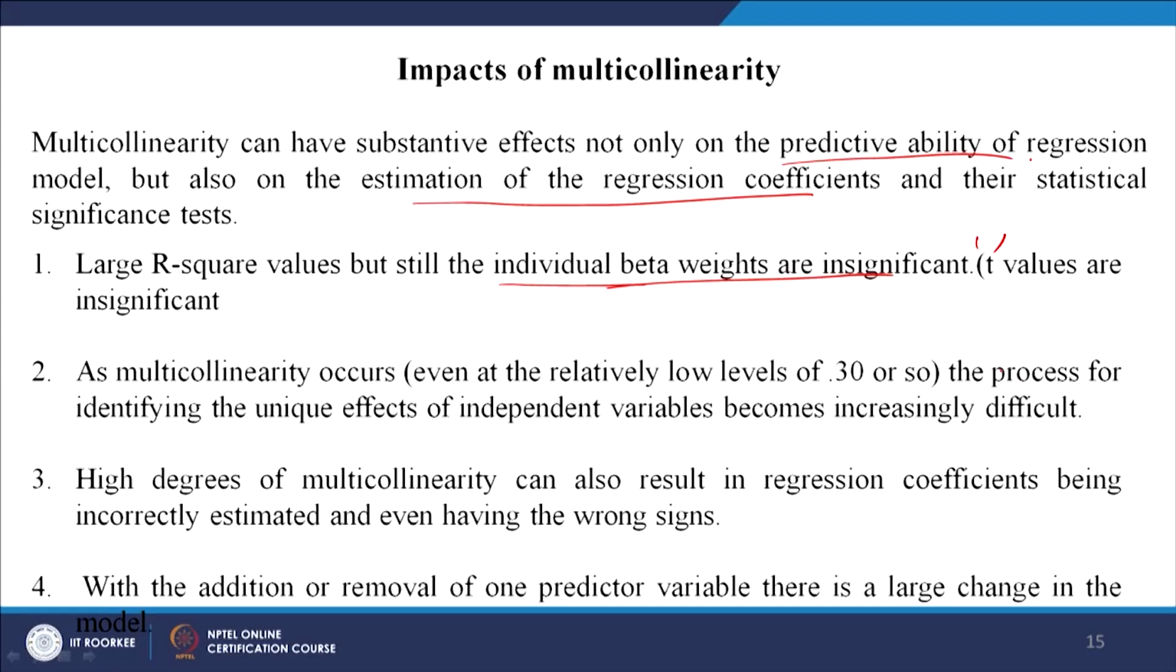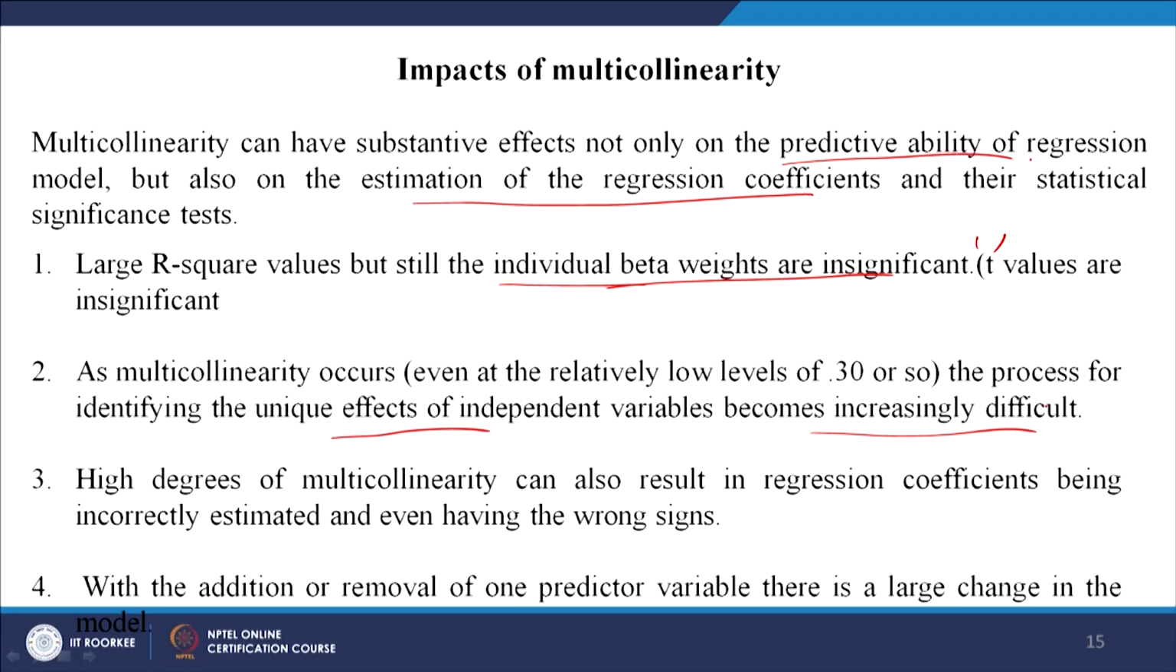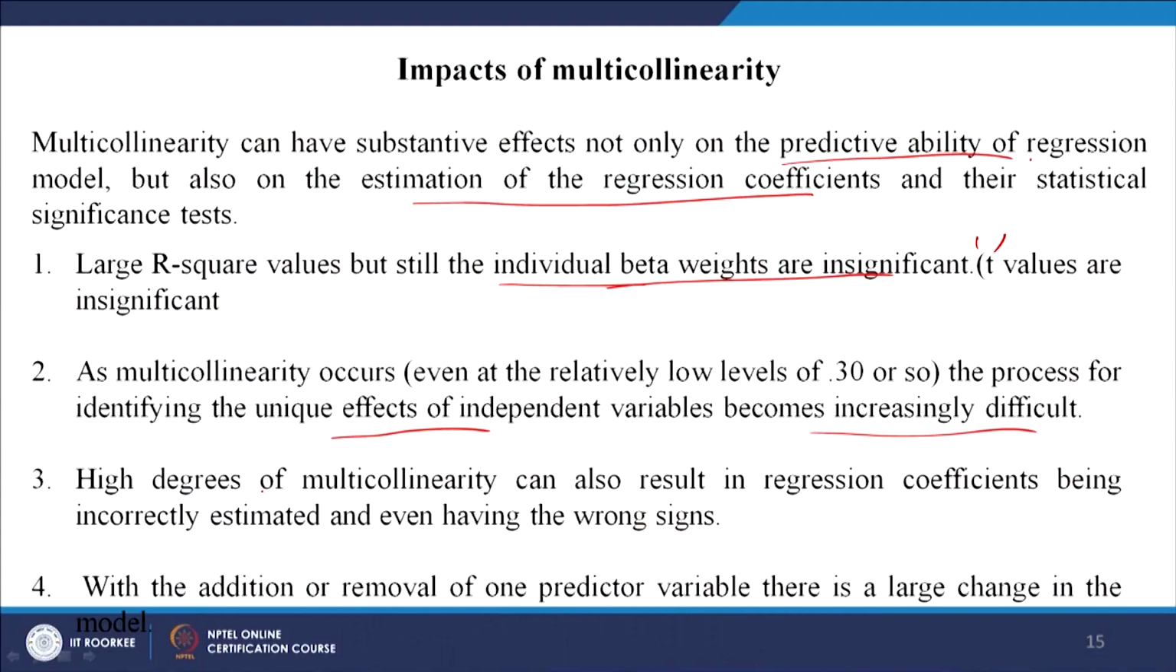Similarly, multicollinearity occurs even at relatively low levels of 0.3 or so, suppose, right. The process for identifying the unique effects, that means when x1 is being checked by keeping x2 constant and similarly x2 is being checked by keeping x1 constant, the effects of independent variables become increasingly difficult. So, if there is multicollinearity, then you cannot understand which independent variable is impacting the dependent variable in which way. If that is not done, then the whole spirit of regression is lost.